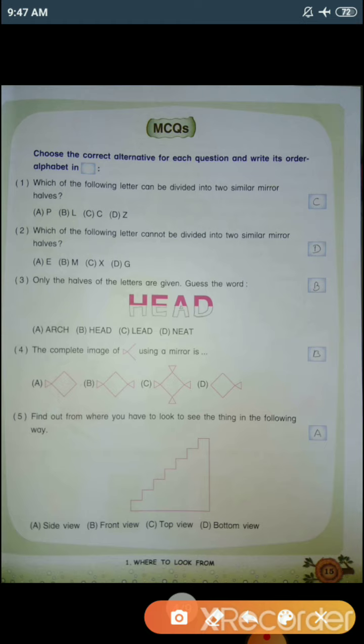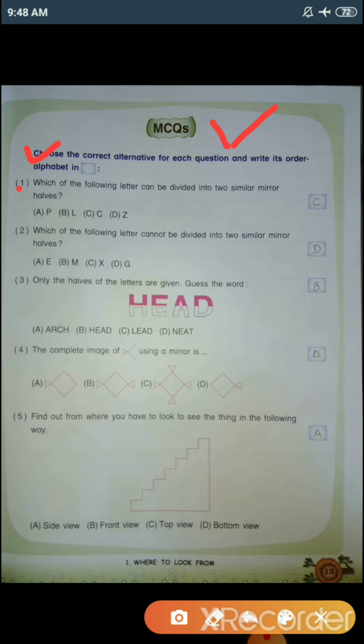Now let's move to the next question, that is MCQs. Choose the correct alternative for each question and write its alphabet in the box. Let's start with number 1. Which of the following letters can be divided into two similar mirror halves?